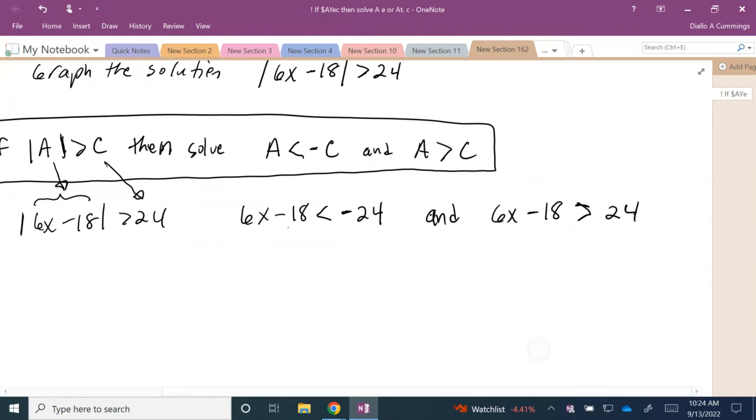All right, so the first thing I'm going to do is add 18 to both sides. So we have 6x is less than -6, right? Because if I add 18 to both sides, the 18s cancel on the left, and -24 plus 18 is -6. And then I'm going to divide both sides by +6, so x is less than -1.